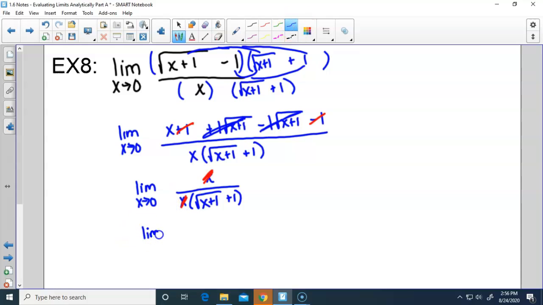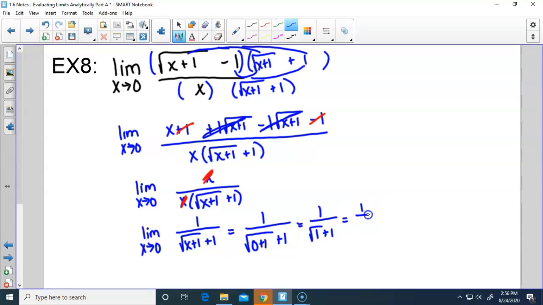So now we have the limit as x approaches 0 of, we have to put a 1 up there in the numerator because there's nothing left there, and then the square root of x plus 1 plus 1. And so finally we have got something to cancel in top and bottom, and it's probably going to work if we use direct substitution at this point. So if I plug in 0, I've got 1 over the square root of 0 plus 1 plus 1. And so that's going to give me the square root of 1 plus 1, and I'm going to get 1/2 as my answer here.